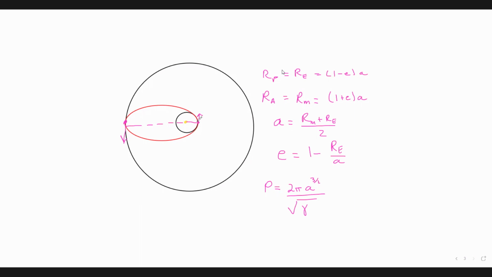So how long does it take to go from here to here? The period divided by 2. So half the period of the orbit takes you to Mars, and then the other half of the period of the orbit takes you from Mars back to Earth.